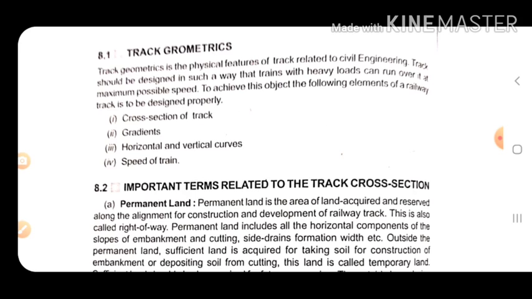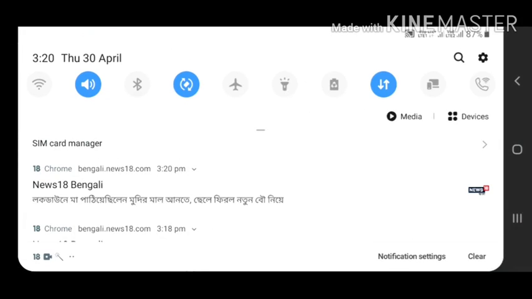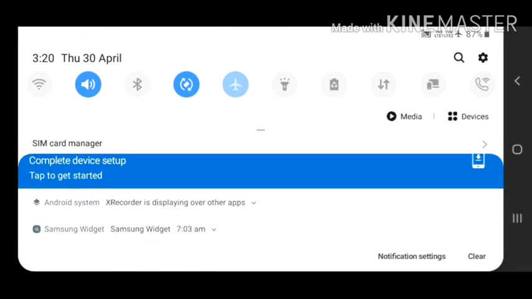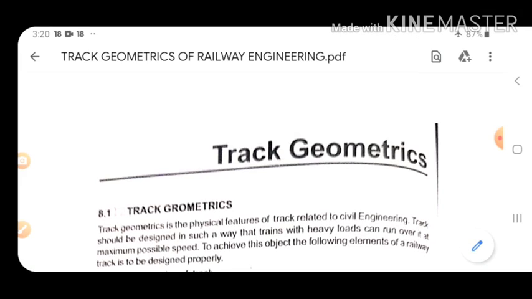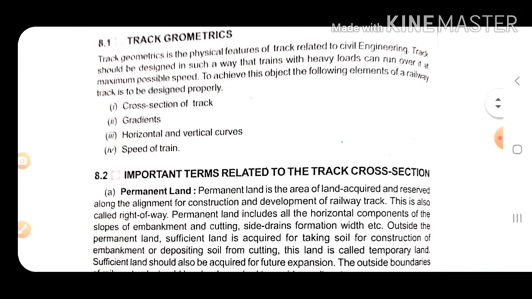Previously we saw the video. Gradient and horizontal vertical curves. Also see the curves in the video.